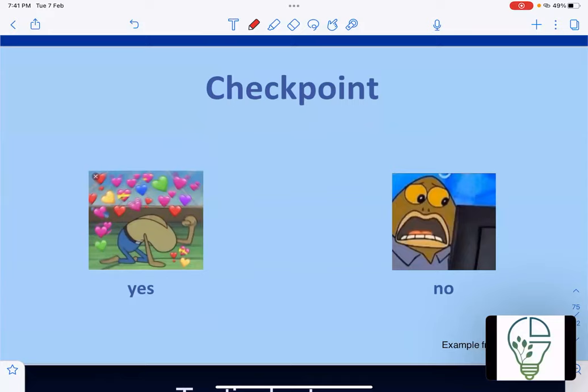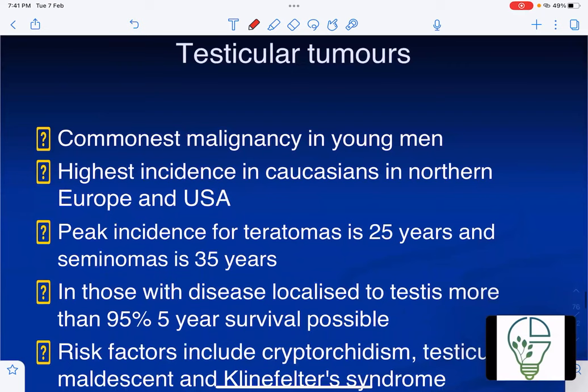And the last one, and this is fairly easy: testicular tumors. Testicular tumors are the most common malignancy in young men. By young, I mean very young. The peak incidence is between 25 to 35 years.